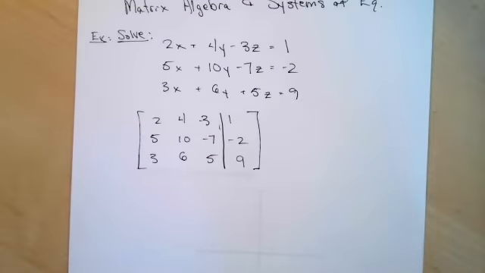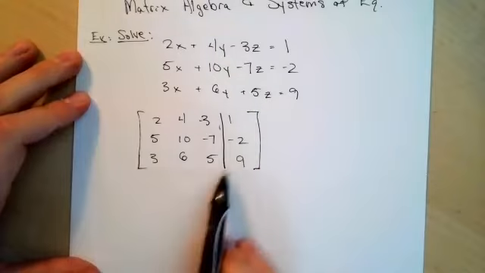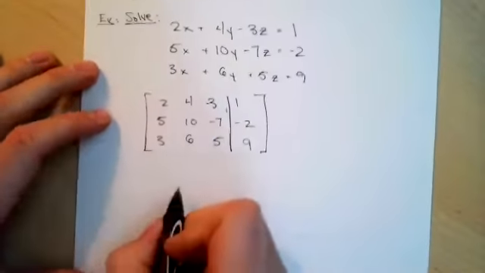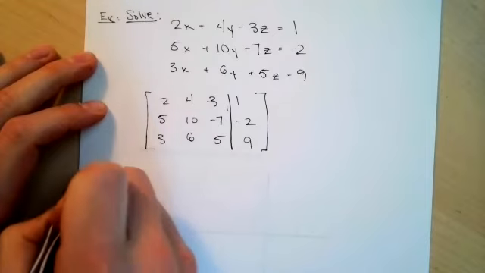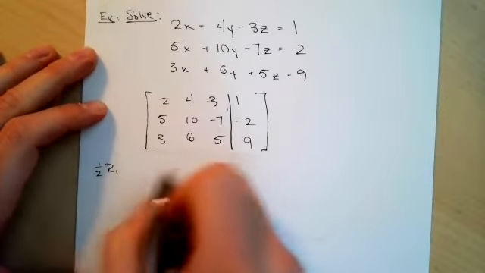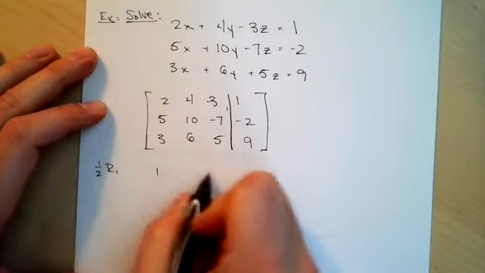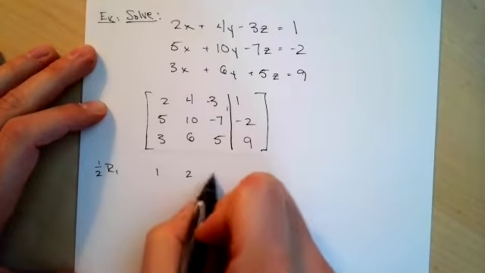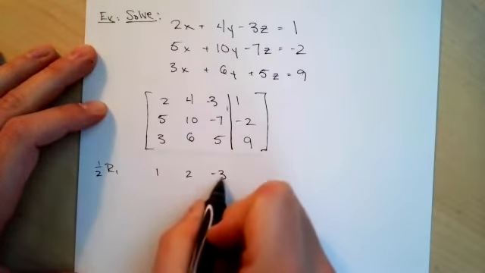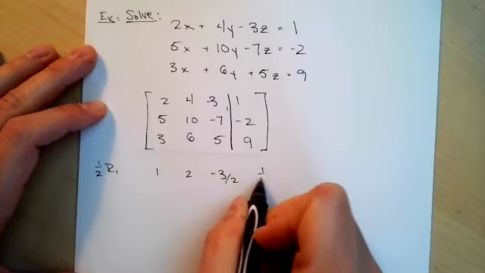We've learned that doing elementary operations on the equations is the same as doing elementary operations on the augmented matrix. So we can save ourselves a little bit of writing, a little bit of work to manipulate these guys. So let's see. Let's try to start with equation 1. And let's just multiply it by a half. So we will have 1, 2, minus 3 halves and 1 half.